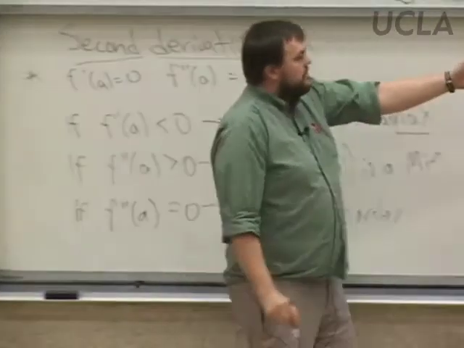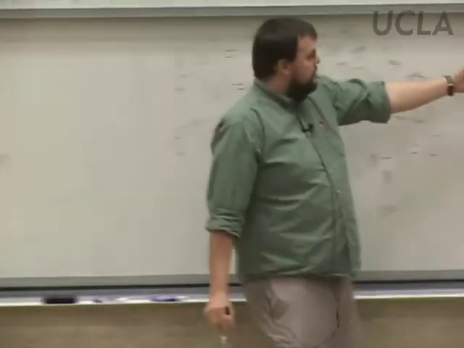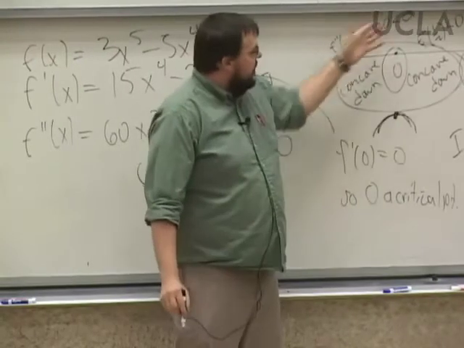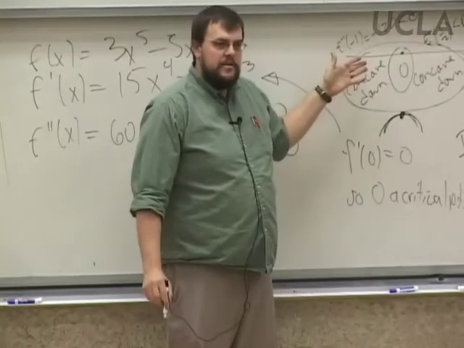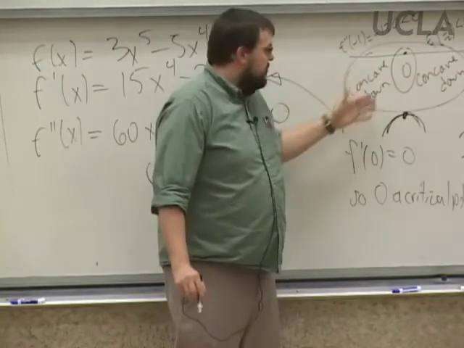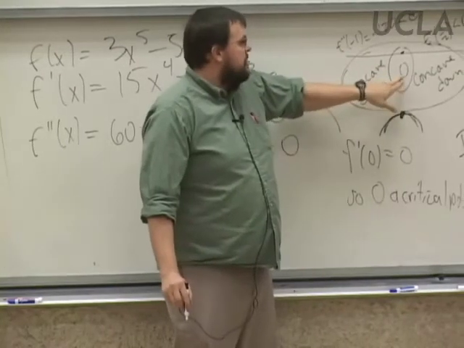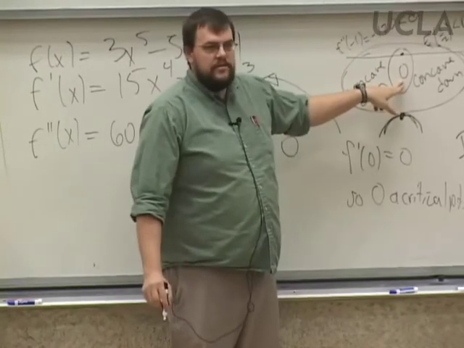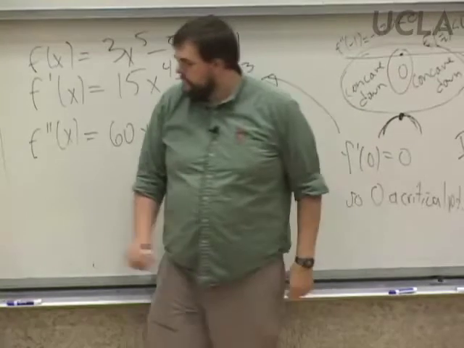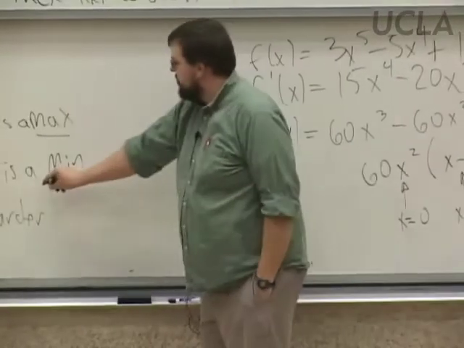In our example over here, we actually ran into a case when the second derivative was 0. But we looked at the left and right and saw that it was concave down. And so essentially what's happening is that the second derivative really should be negative in some sense around 0. That helped us figure out it's a max.